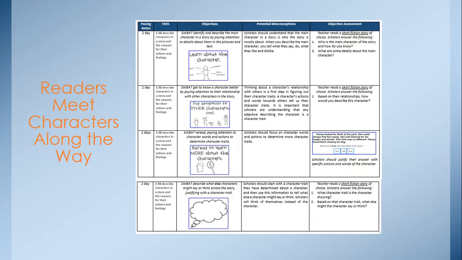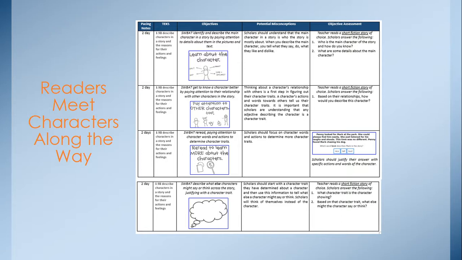After this, scholars will continue figuring out character traits, but not by paying attention to their relationships with others, but by rereading the story and paying attention to what the character says and what they do throughout the story. The 2 books used for the last objective will be used again so that they may actually participate in the rereading. It's important that scholars are backing up their claims for character traits with very specific words and actions from the character. We also want them to understand that any adjective describing a character is a character trait. Scholars don't actually have to discern physical traits from personality traits until later grades.